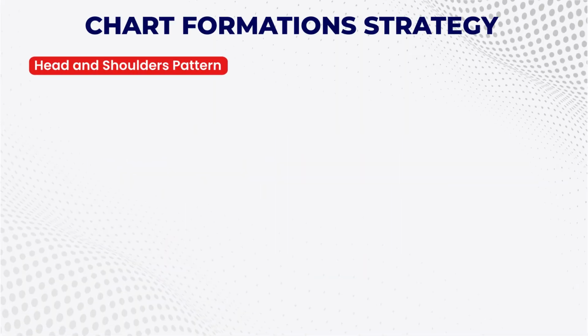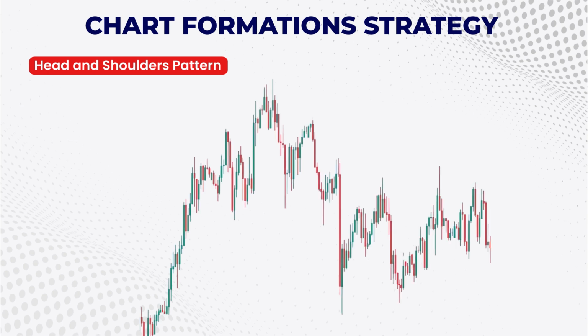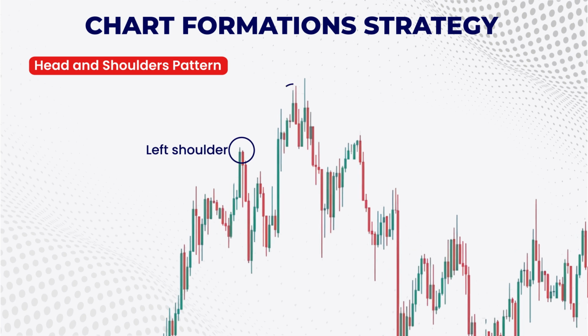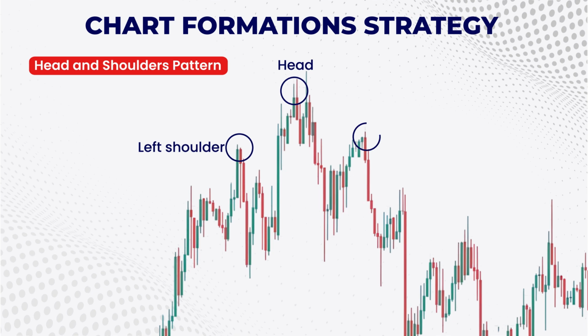This chart shows the head and shoulders pattern, a classic bearish reversal setup. The pattern forms in 3 parts. First, the left shoulder appears as price makes a high, then pulls back. Next, the head forms as price pushes to a higher peak, but then falls again. Finally, the right shoulder forms with a lower high, showing that buying pressure is weakening.